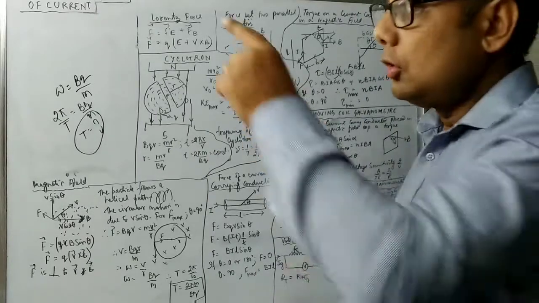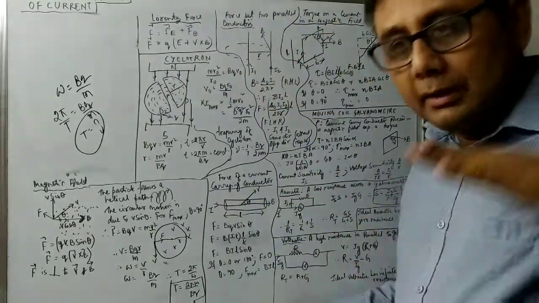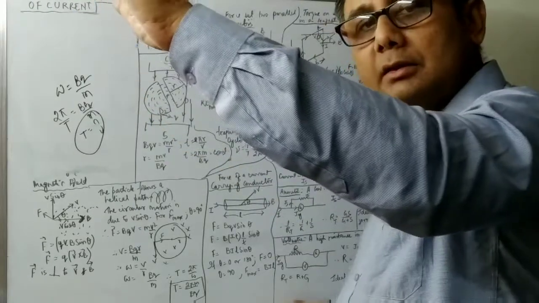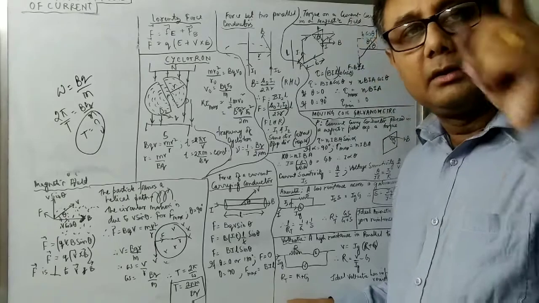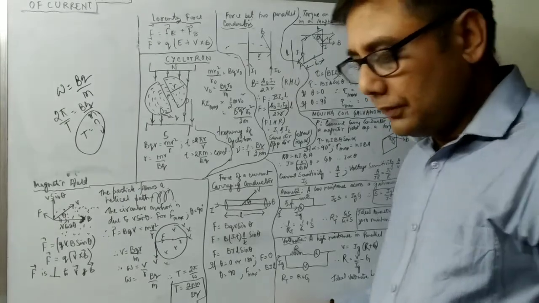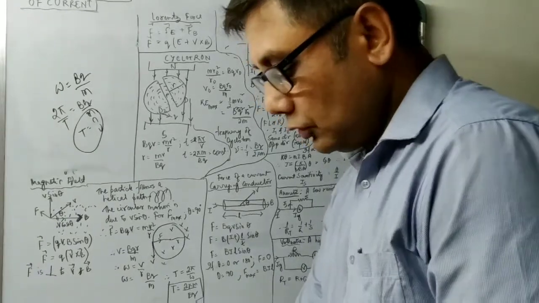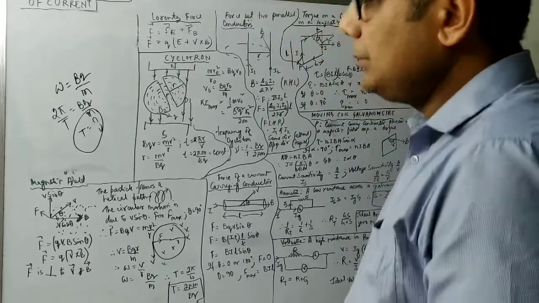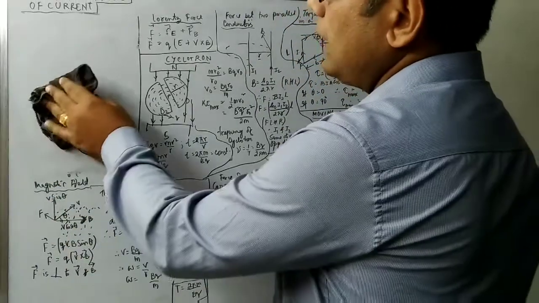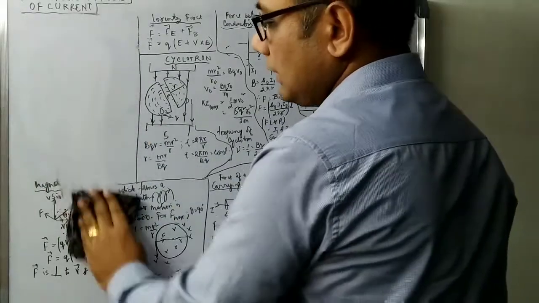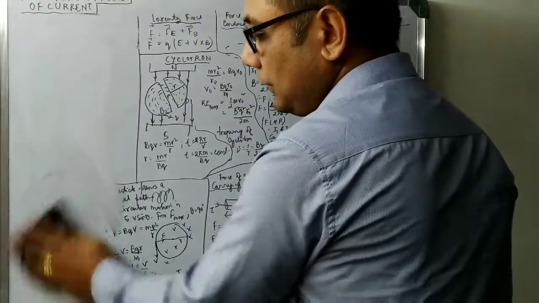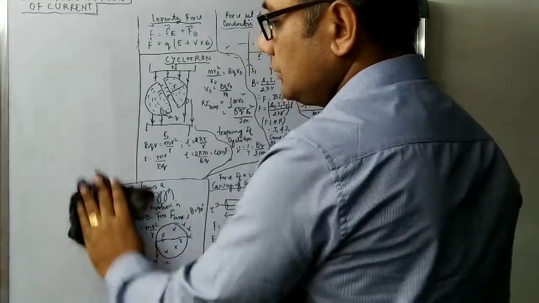So in an electric field, how was it moving? It was following a parabolic path. In a magnetic field, how is it moving? It is following a circular path. Clear? So did you get the difference here? So we can easily estimate from here that the particle is moving in an electric field in a parabolic path. In a magnetic field, it is moving in a circular path.